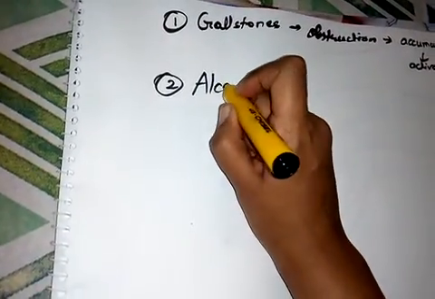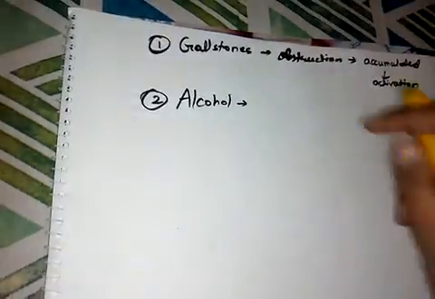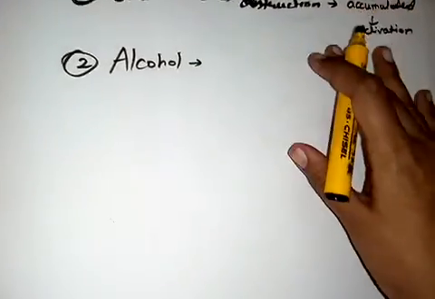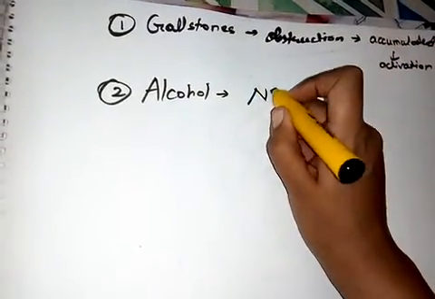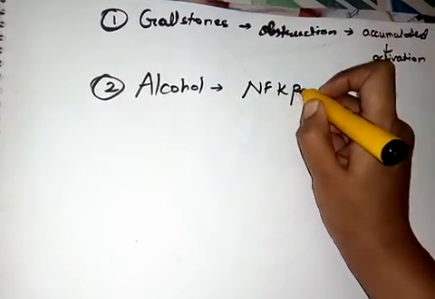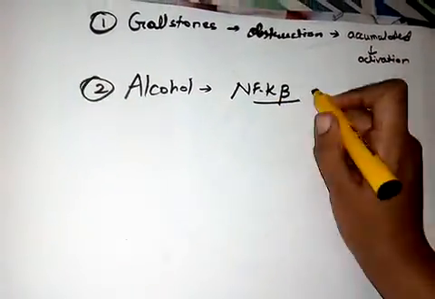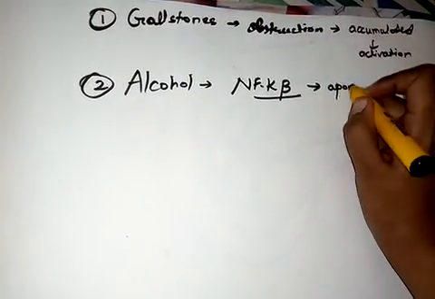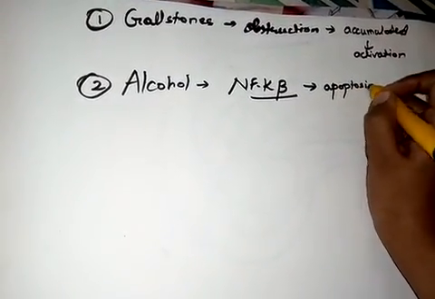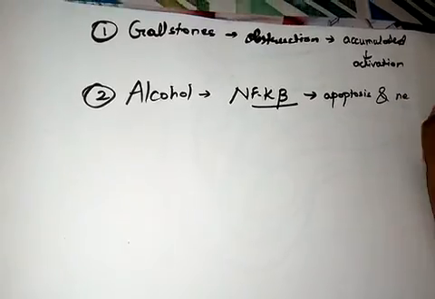Second, an important one is alcohol. How does alcohol cause pancreatitis? Alcohol causes release of a product which is known as NF-kappa B. This NF-kappa B also causes apoptosis and necrosis by activation of cathepsin B and interleukins.